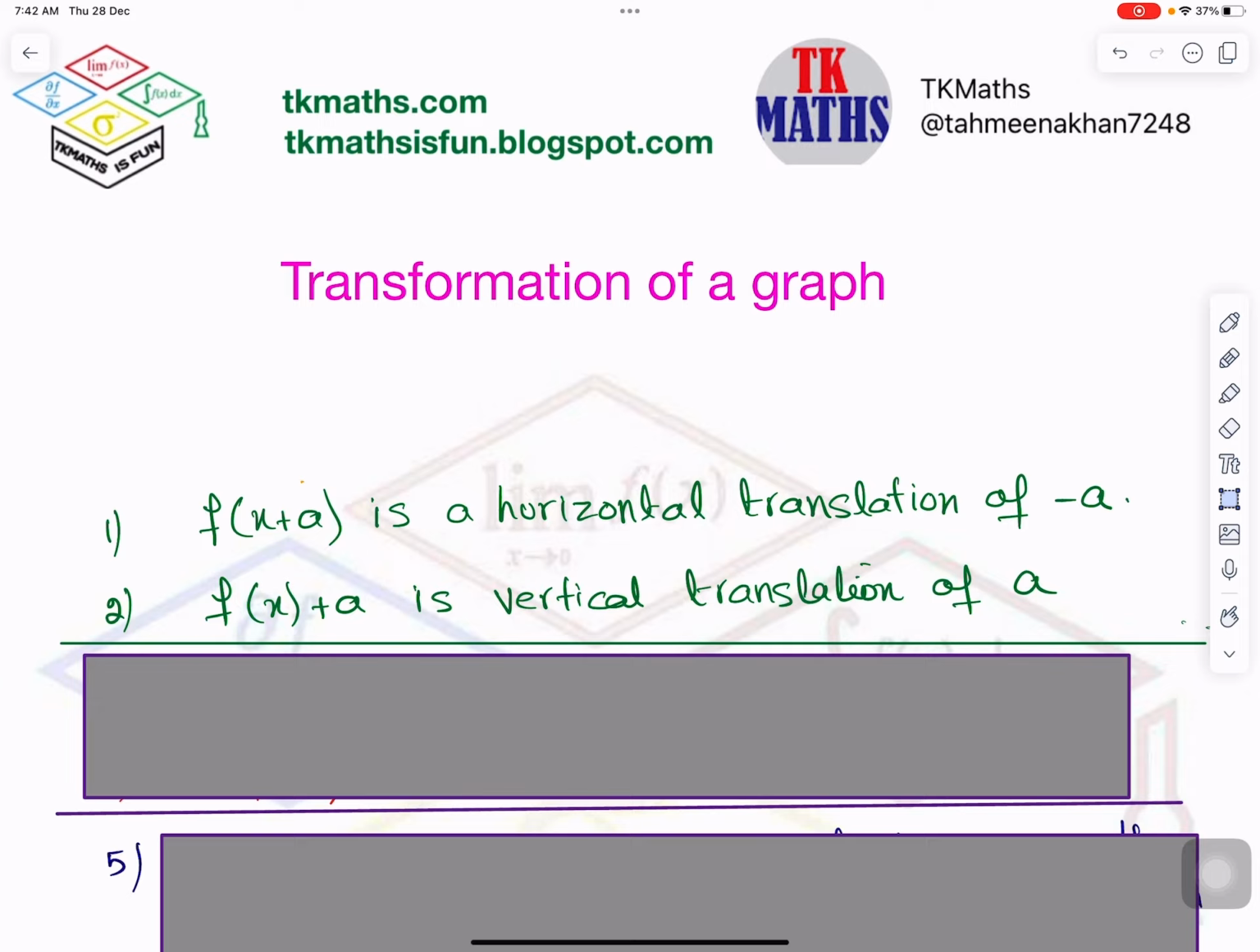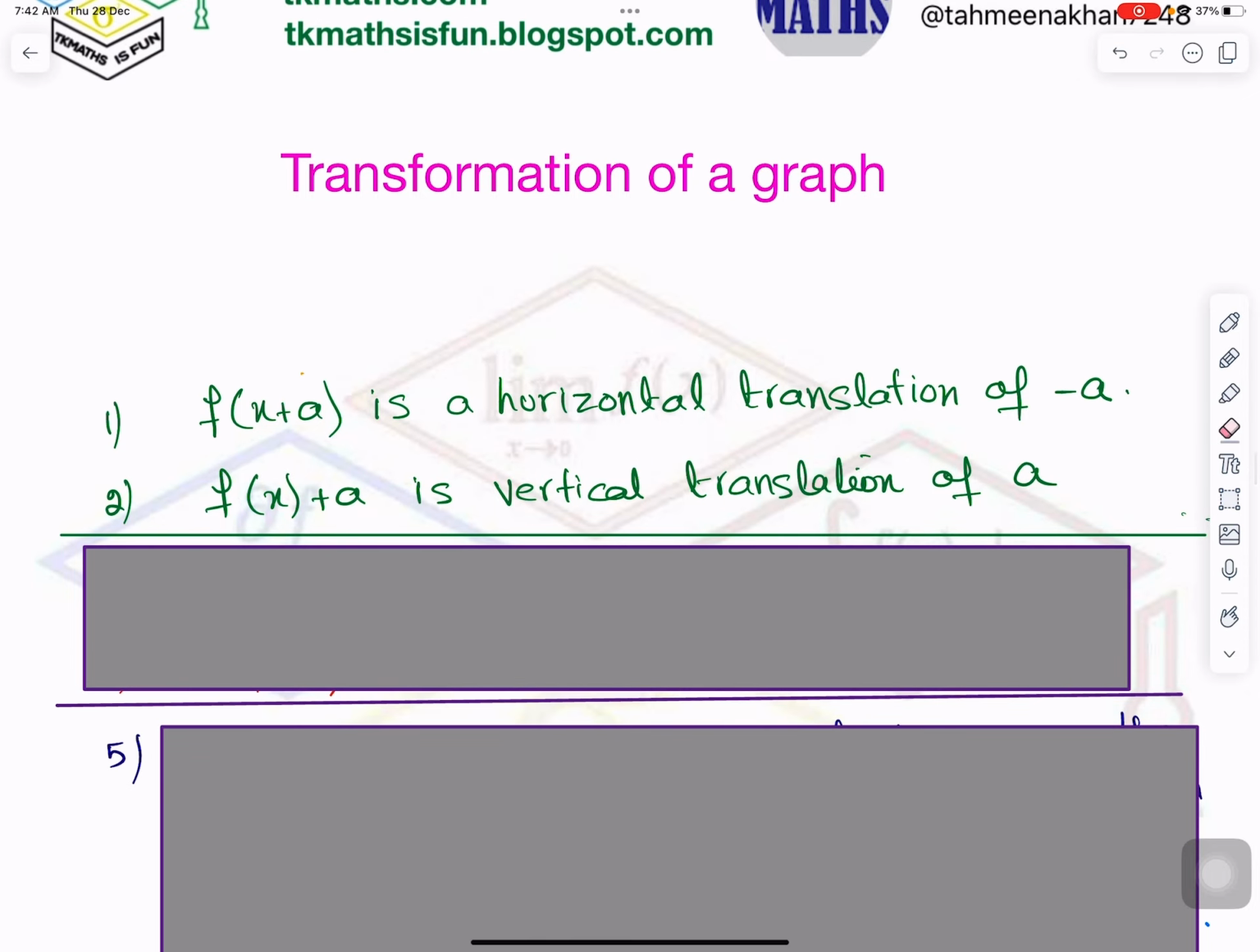So first one is about translation. Horizontal translation is represented by f of x plus 1, and if it is f of x plus a, it is vertical translation. I will explain this in this video. The main function is f of x, that will be given to you either in the form of equation or in the form of sketch.